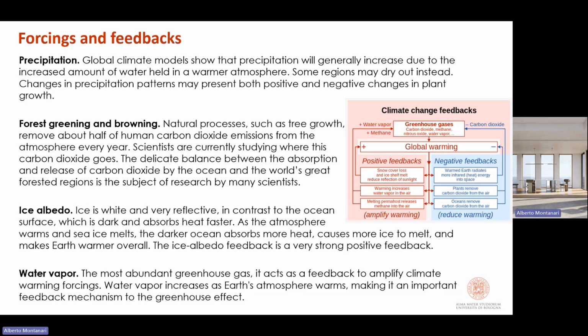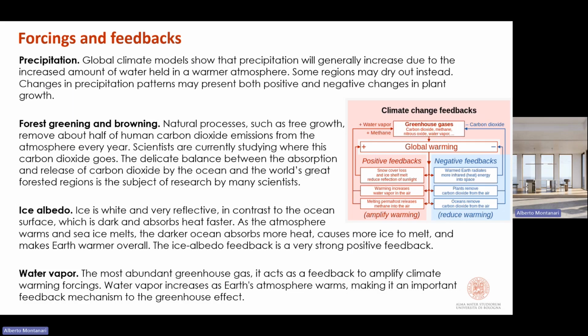Water vapor. Water vapor is the most abundant greenhouse gas. This is another thing that is to be taken into account. It is a feedback that amplifies climate warming, because if you have more evaporation, it may contribute to amplify climate warming.